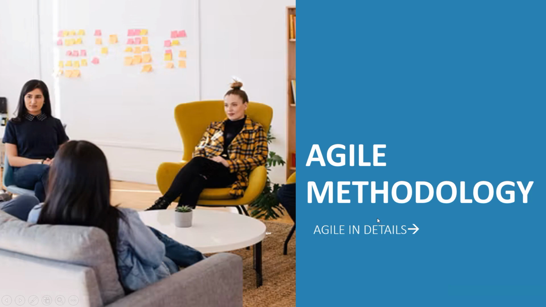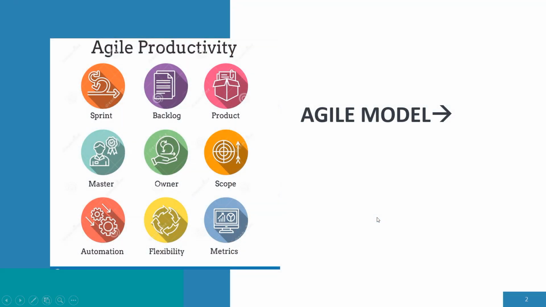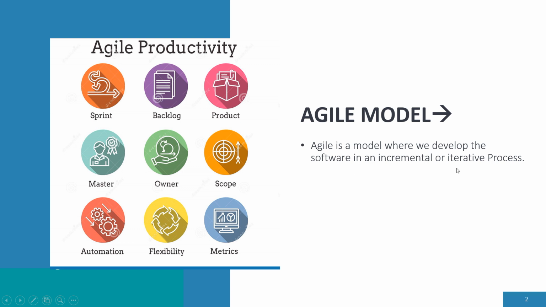So first we will discuss what is Agile model. In Agile model, we develop the software in an incremental or iterative process, and here we develop large products in a shorter cycle, and that is called sprint.